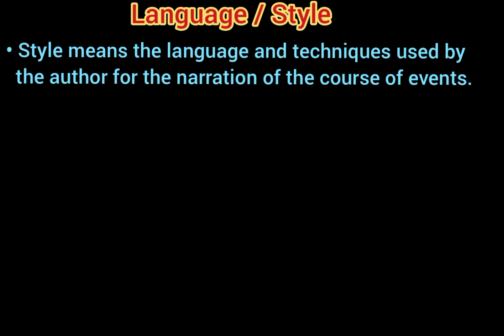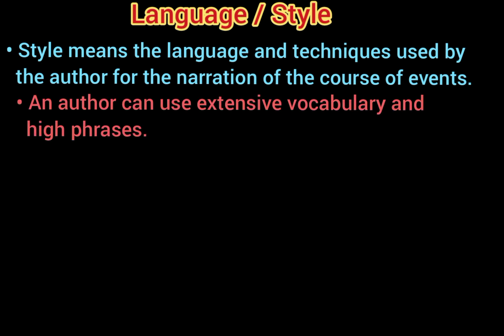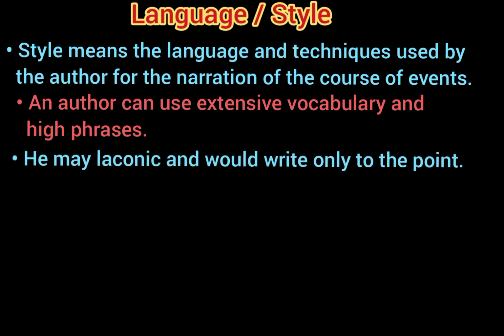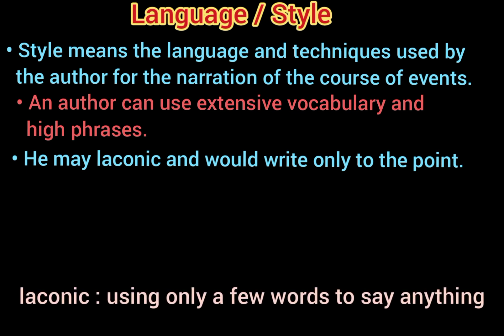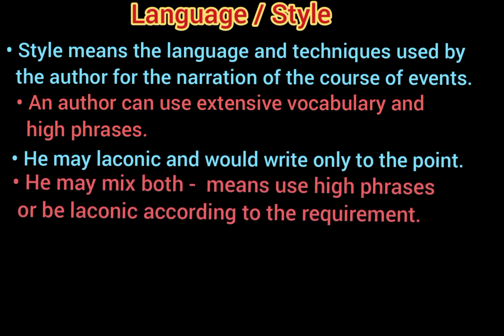Then language and style. What is style? Style means the language and the techniques used by the author for the narration of the course of events. An author can use extensive vocabulary and high phrases for his novel. He may be laconic and would write only to the point. Laconic means using only a few words to say anything. Sometimes he may mix both, meaning use high phrases or be laconic according to the requirement.